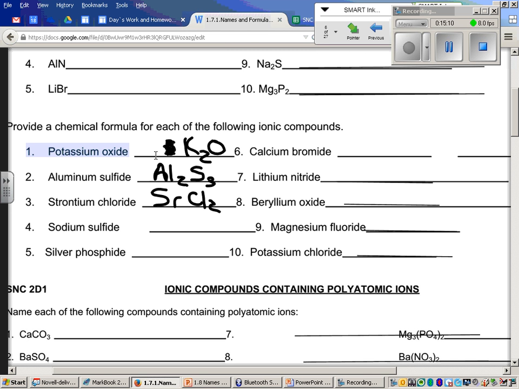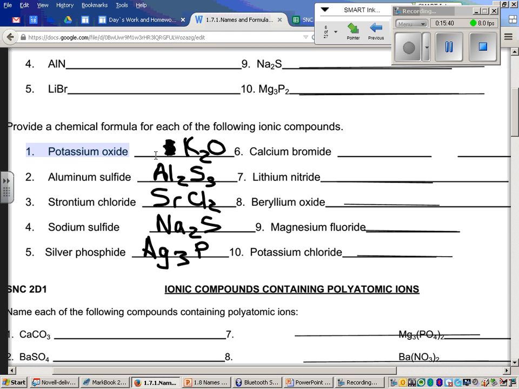Sodium sulfide. Megan up front. Na2S. I like it. Silver phosphide. This was a tricky one. Kendall, what do you got? Ag3P. Very nice. Again, silver is not in one of our main groups, but we can get its charge off of the table. Silver is +1.